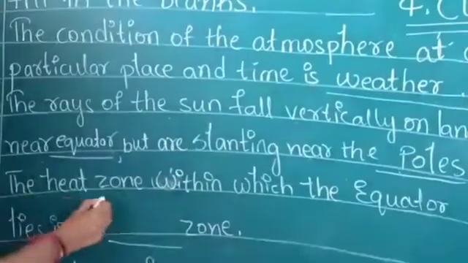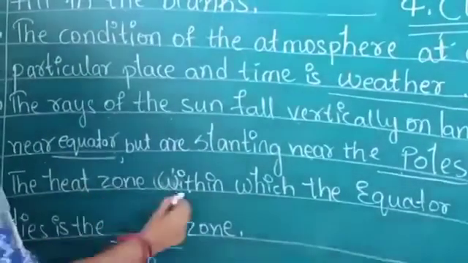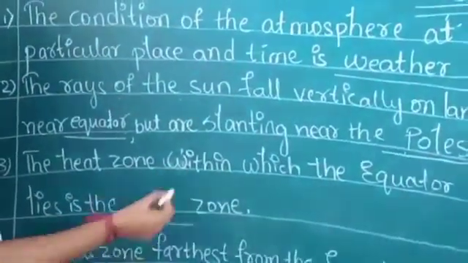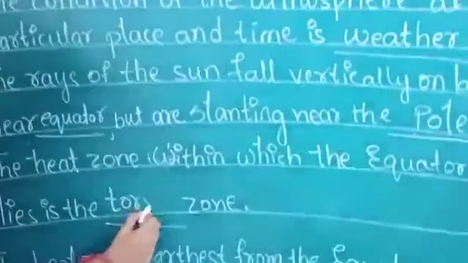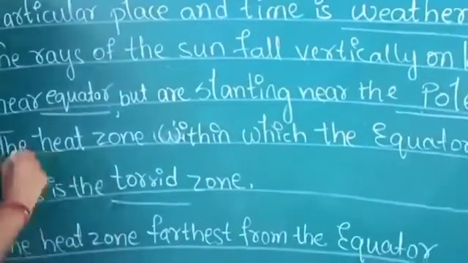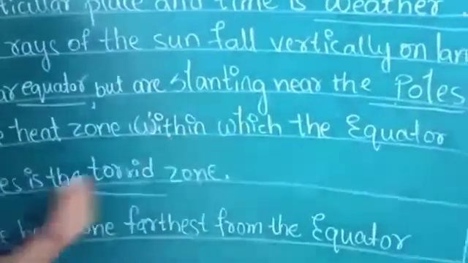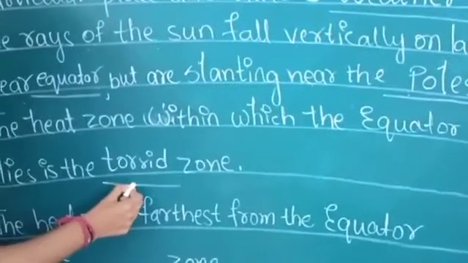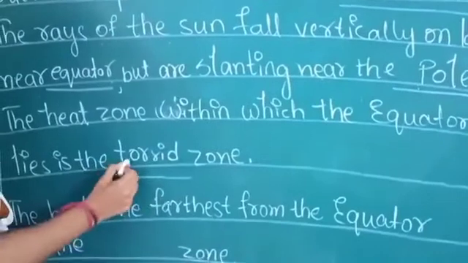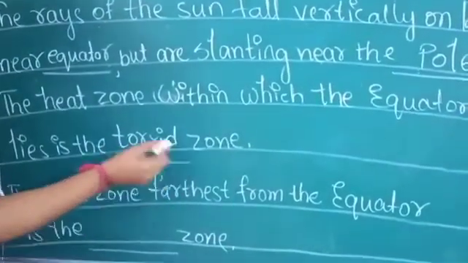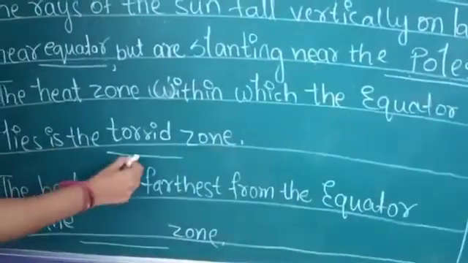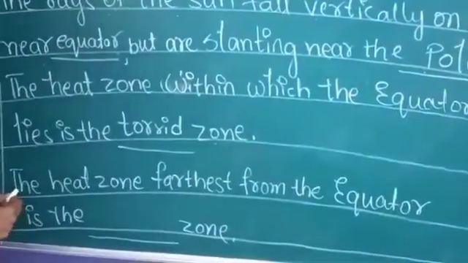The heat zone within which the equator lies is the dash zone. Near the equator we have the torrid zone, right? In the torrid zone the weather will be very hot, no? So the heat zone within which the equator lies, we call it the torrid zone. T-O-R-R-I-D, torrid. Okay now? Now you see the fourth one.